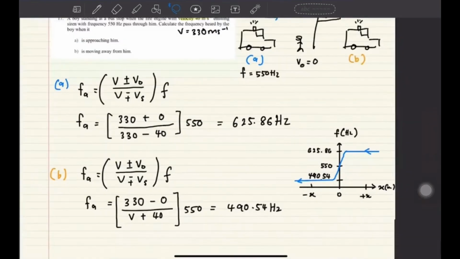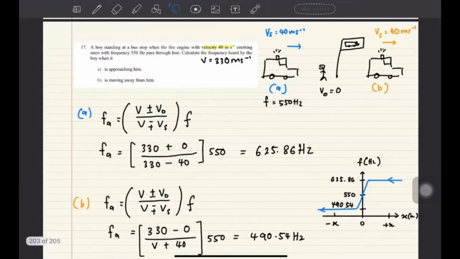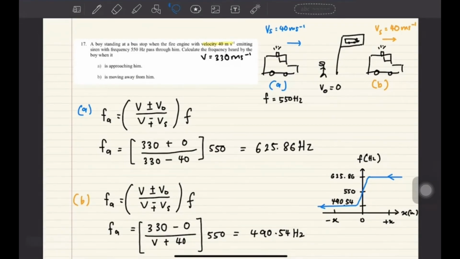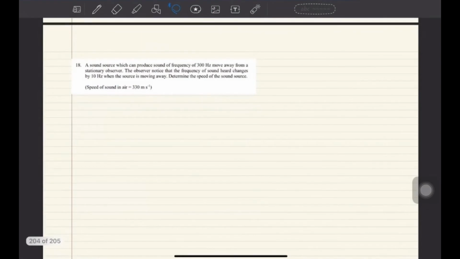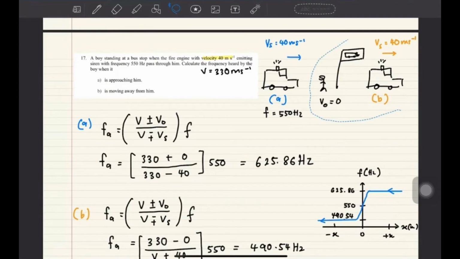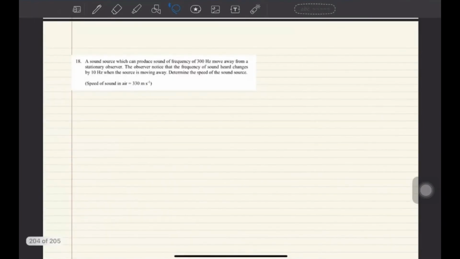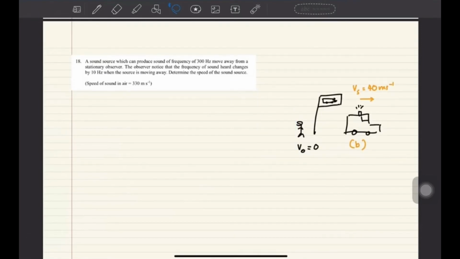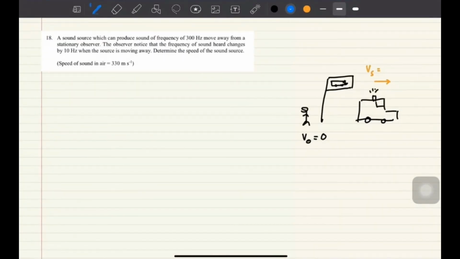Okay, any question for question number 17? Ada soalan ke tidak? Tak ada sir. Okay, kalau tak ada, kita pergi ke question 18. A sound source which can produce sound of frequency 300 moves away from a stationary observer. The observer notices that the frequency of the sound changes by 10 when the source is moving away. Okay, the observer still stationary, and now dia kata the sound source is moving away. The observer noticed that the frequency of the sound heard changes by 10 Hz. Determine the speed of the sound source.